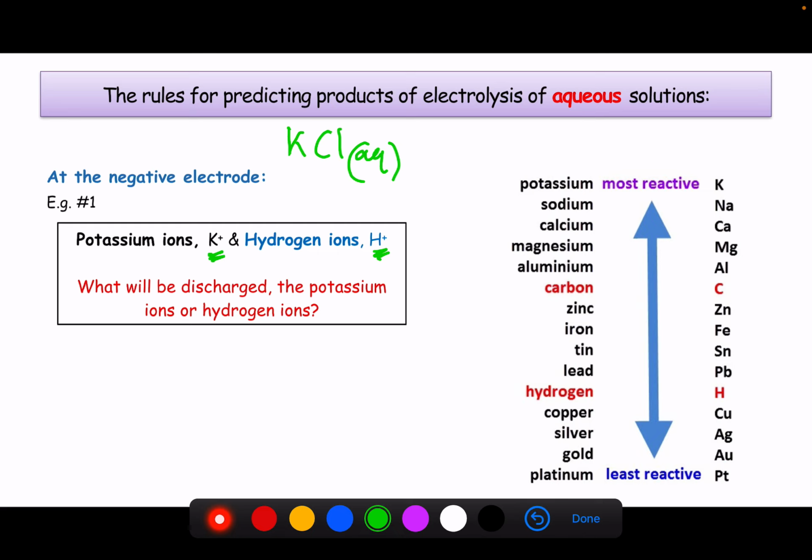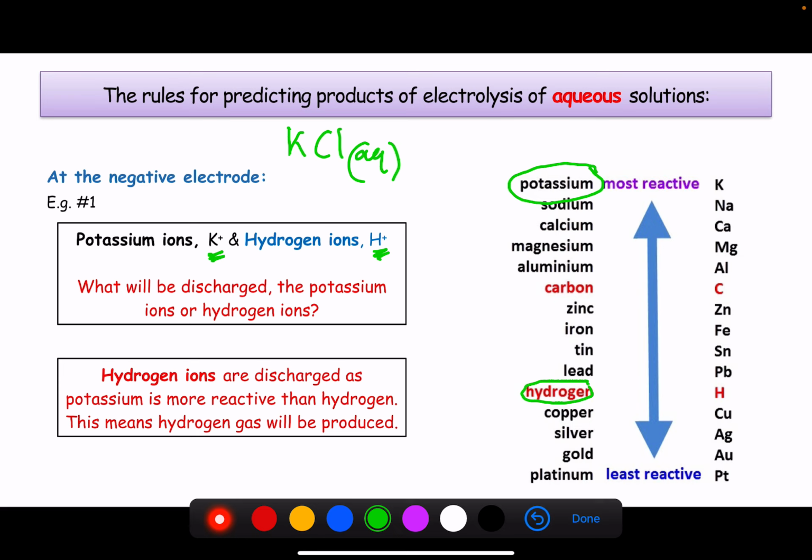And we need to use our rules to determine whether it's the potassium ions or the hydrogen ions that are discharged. Again, using that rule, we know it's the least reactive that will be discharged. And we can see on here, potassium is right at the top of the reactivity series, way above hydrogen. So, it is the hydrogen ions that are discharged because hydrogen's less reactive than potassium. That means hydrogen gas will be produced.